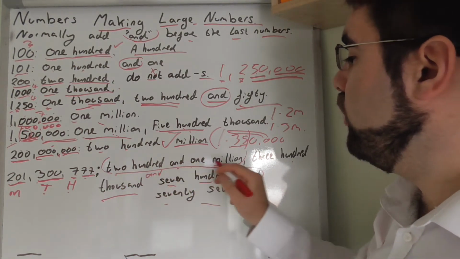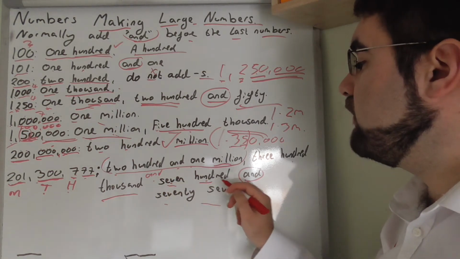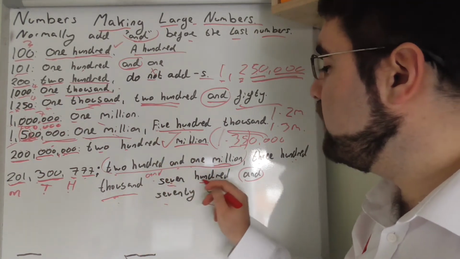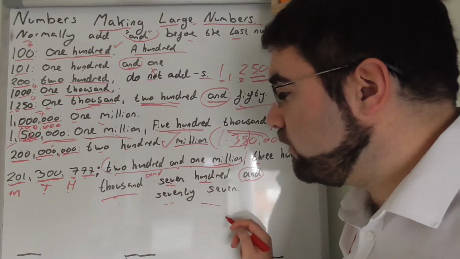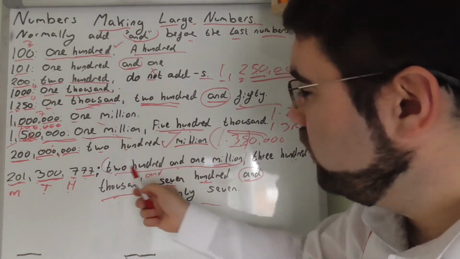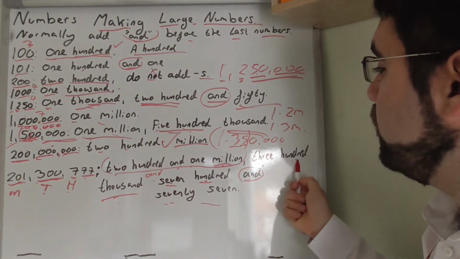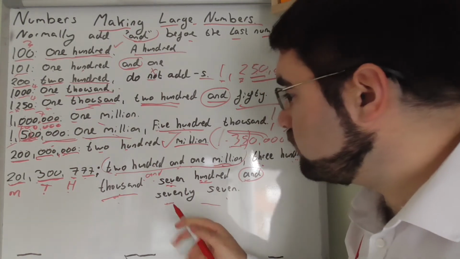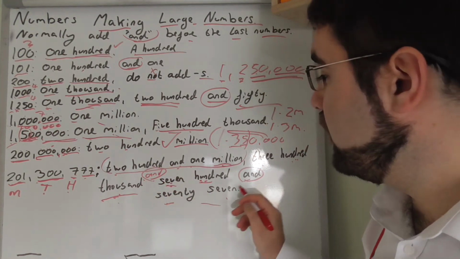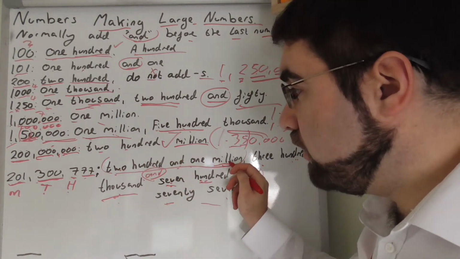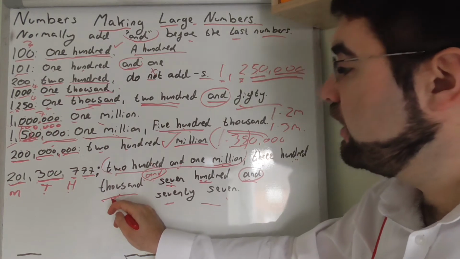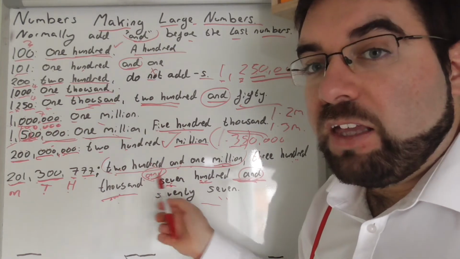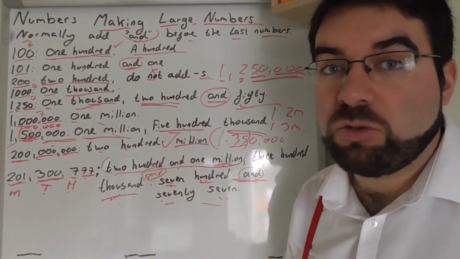And 201,300,000 and 777. So you can put it there if you want, but normally it goes at the very end. 201,300,777. But if you put an "and" there, and here and there, native speakers will get you.